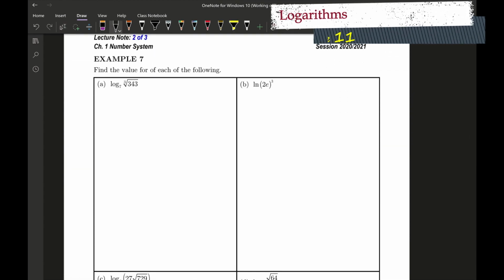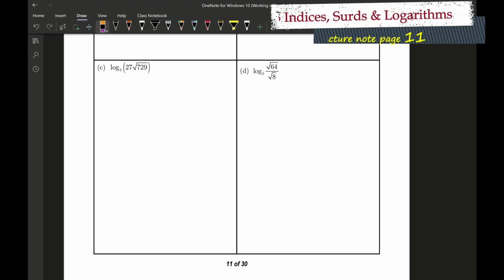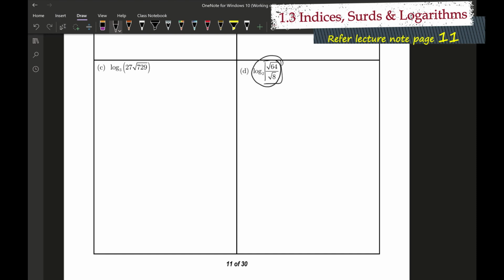Okay, example 7. So for D, remember, we have 3 laws of log that we went through before this. So this one is involving quotient, right? Here, log base 2 of 64 divided by log base 2 of 8. So if involving quotient, it will become log, but in the middle is minus. So log base 2 of 64 minus log base 2 of 8.